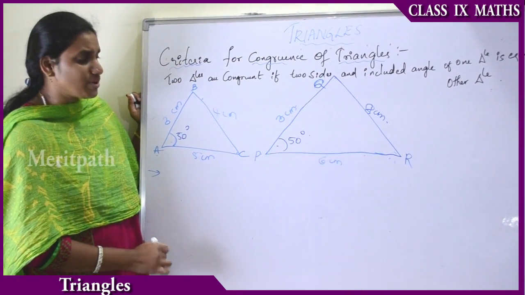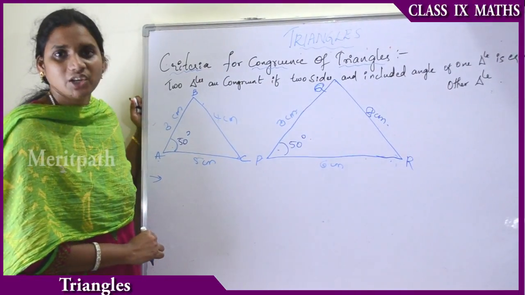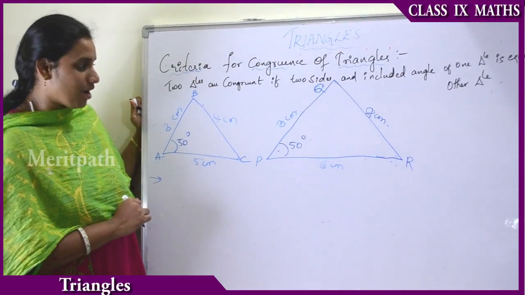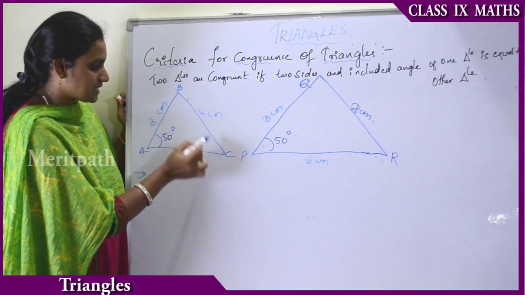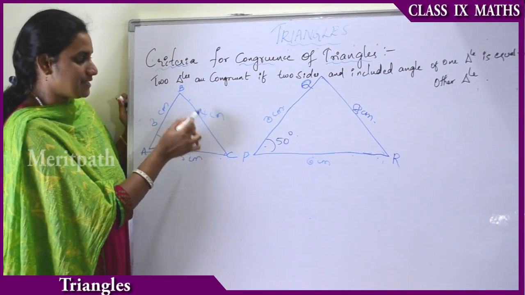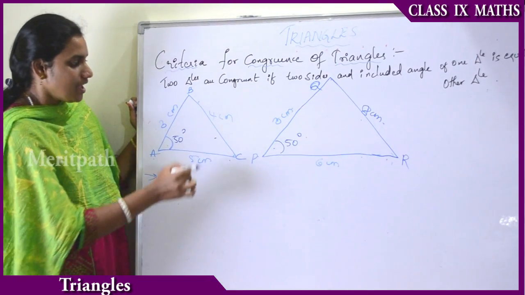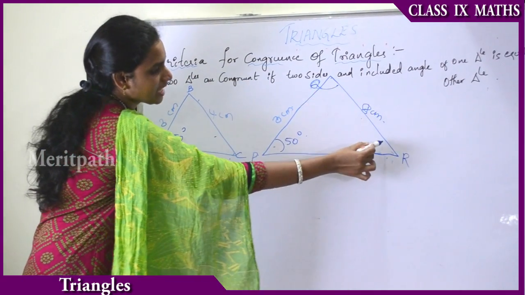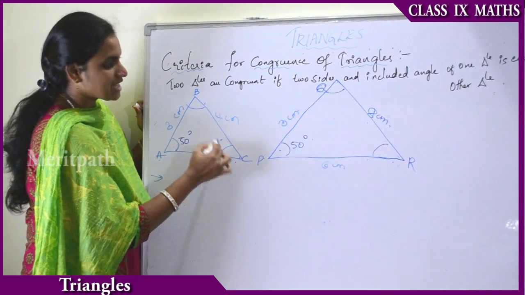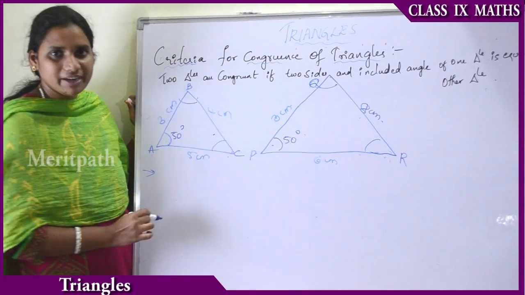Now let us observe, are these two triangles congruent to each other? No, because the size or the sides are different. That is, one side is 4 centimeters and the other side is 8 centimeters. Therefore the angles also will be changing, right? These two angles will differ and these two sides will differ.